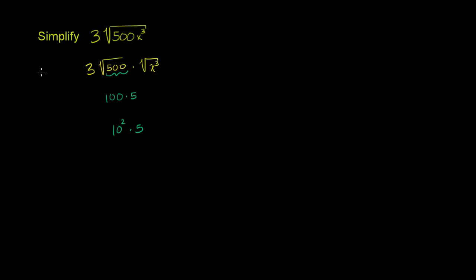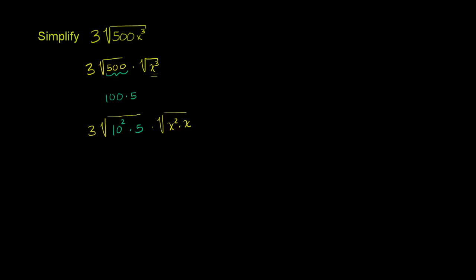So we can rewrite this first part over here as 3 times the principal root of 10 squared times 5, times the principal root of x squared times x. That's the same thing as x to the third. Now, the one thing I'm going to do here, actually, I won't talk about it just yet, of how we're going to do it differently than we did in the last video.